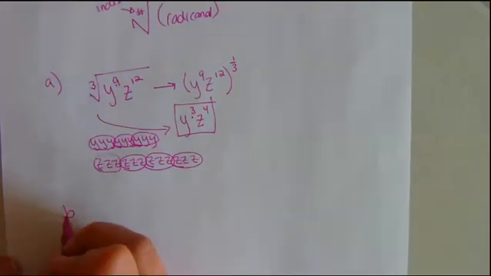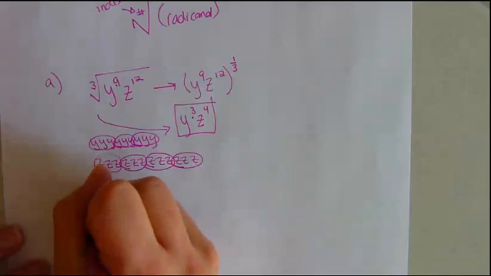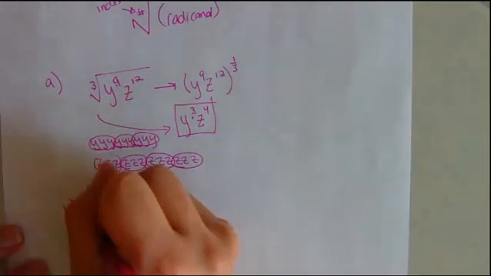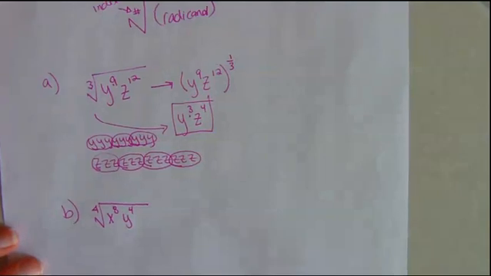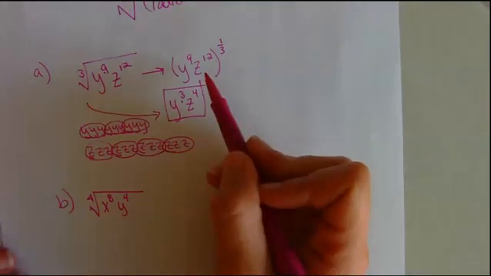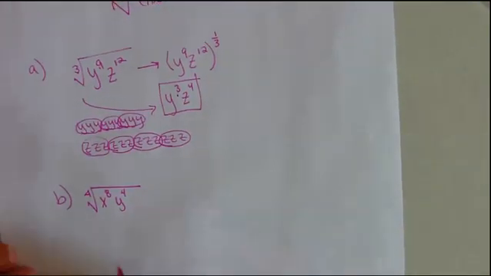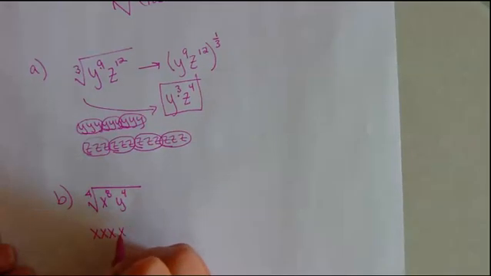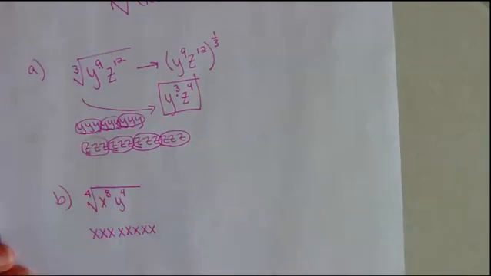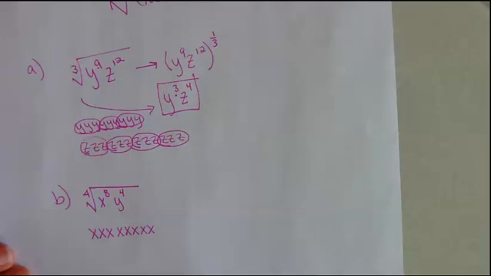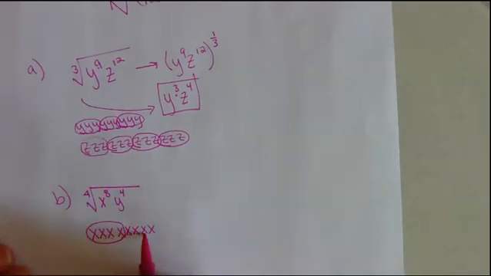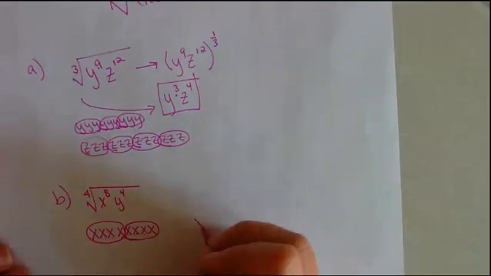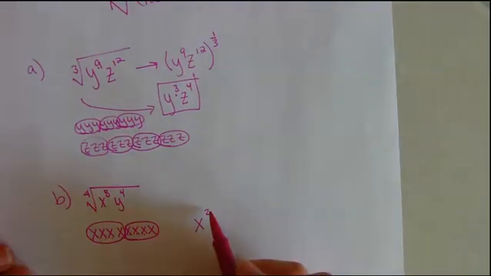Let's try another one. Let's try the 4th root of x to the 8th, y to the 4th. Okay, so we don't want to change this to rational exponents. Let's go ahead and draw it out one more time. So x to the 8th means I have 8 x's. Now this time it's a 4th root, which means I'm looking for groups of 4. So 1, 2, 3, 4 x's. 1, 2, 3, another 4 x's. So I have 2 groups of 4, which means x squared comes out of my radical, 2 x's.